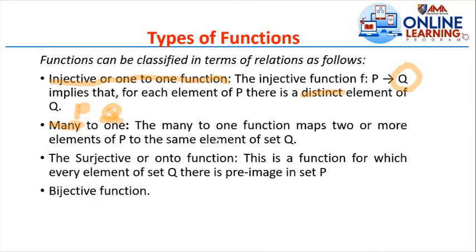And then the surjective or onto function. So itong surjective or onto function, this is a function for which every element of set Q there is pre-image in set P. So itong surjective or onto function, na make sure talaga na lahat ng elements ni Q, ayan, lahat ng elements ni Q ay may pre-image dito kay P. Ayan, sa set na P, ayan. Okay, and then you have the bijective function. So again, this is just a review. Okay, so tignan natin mamaya.